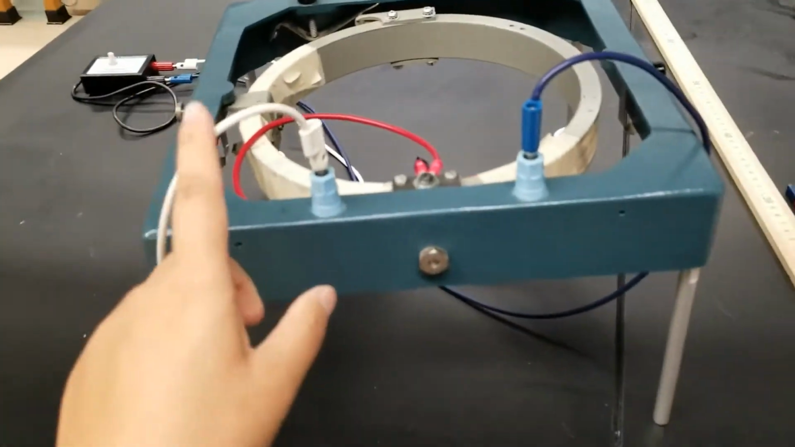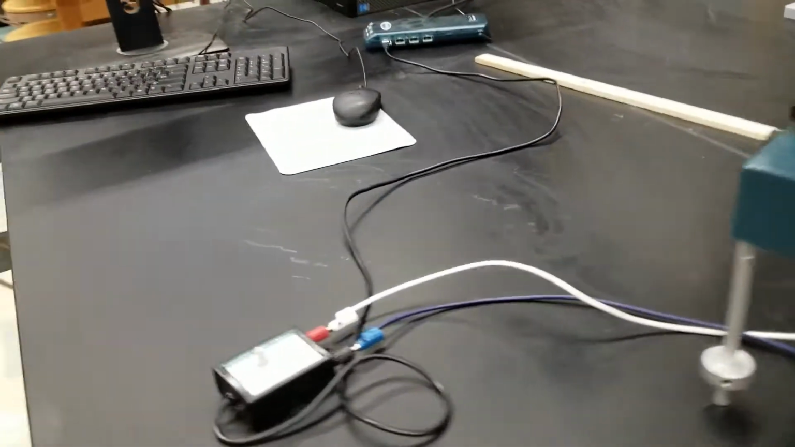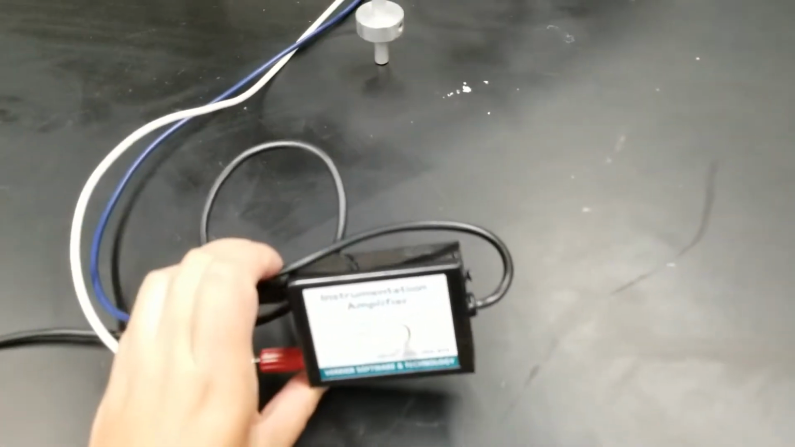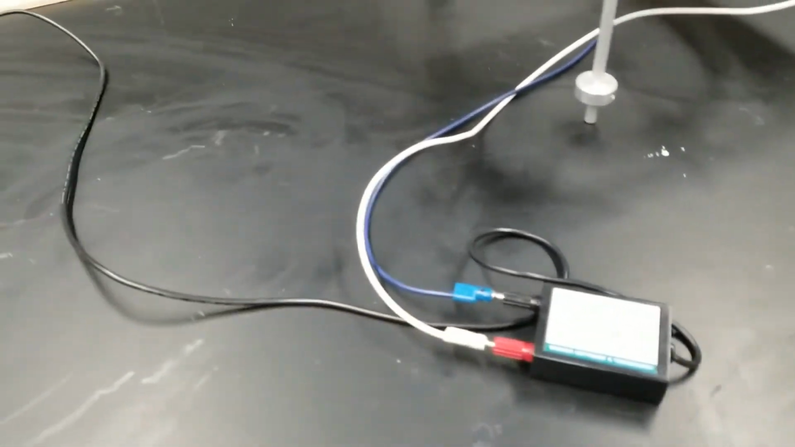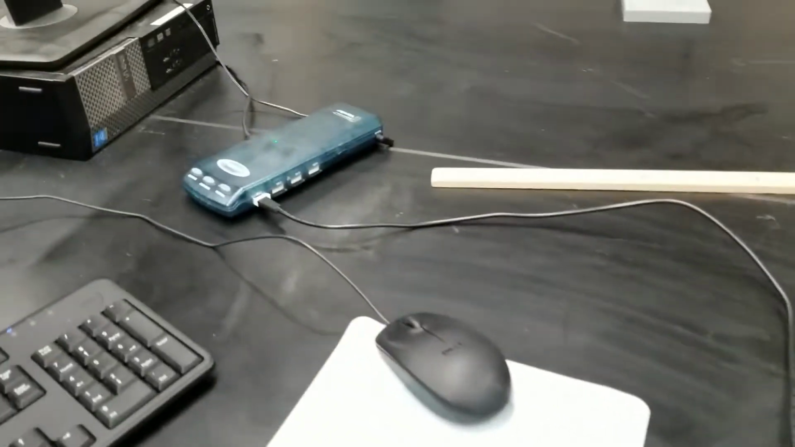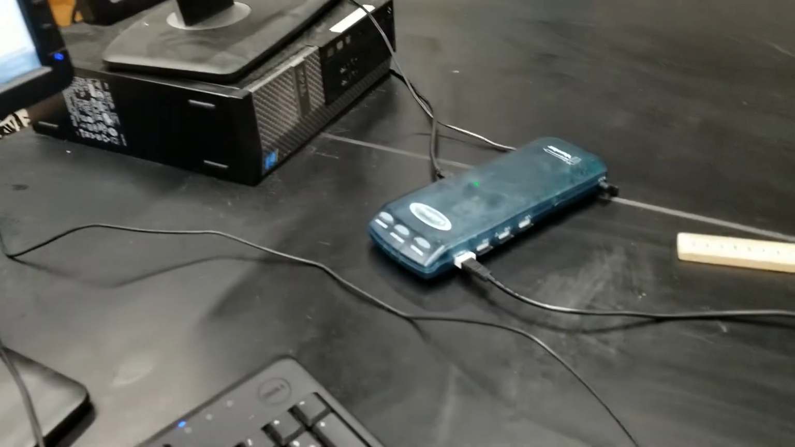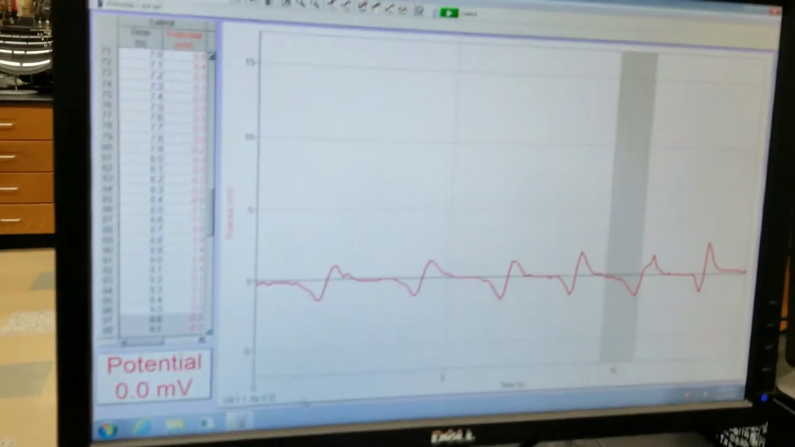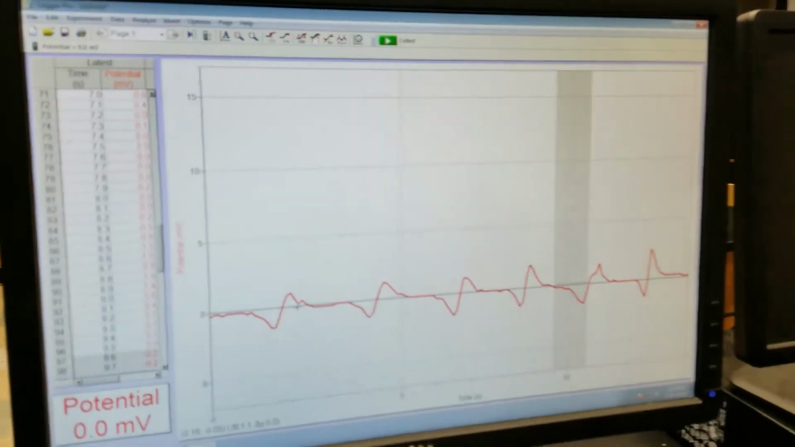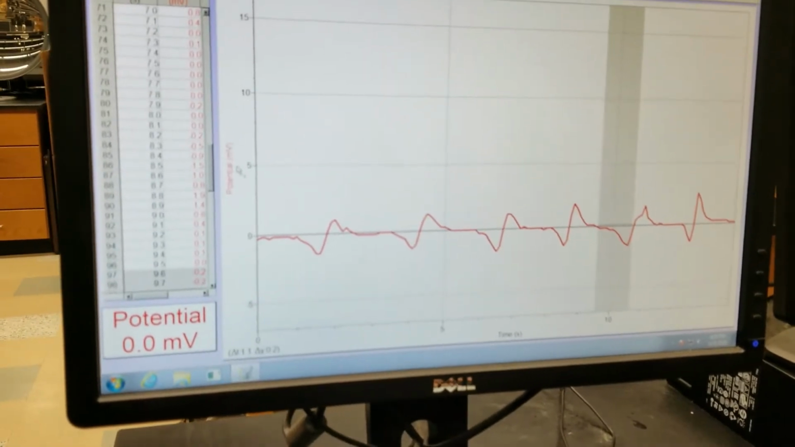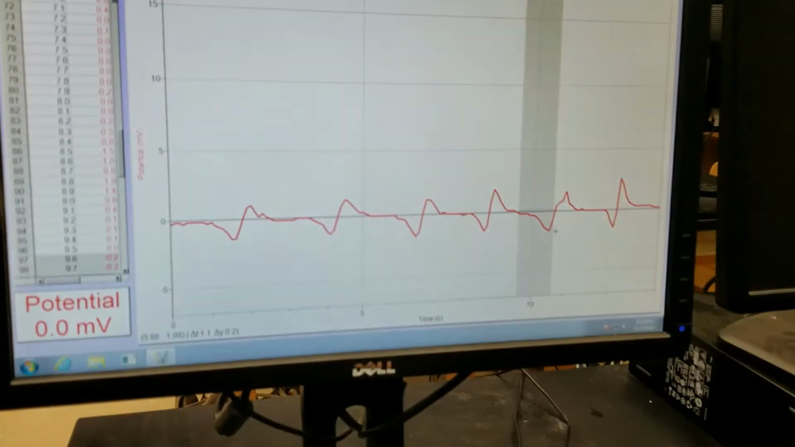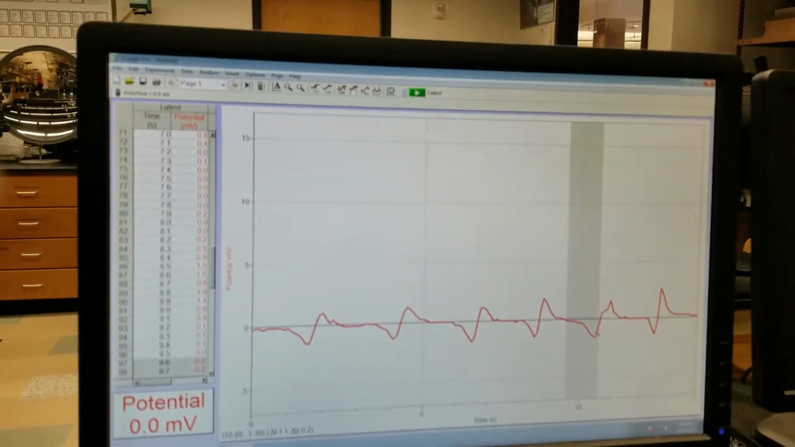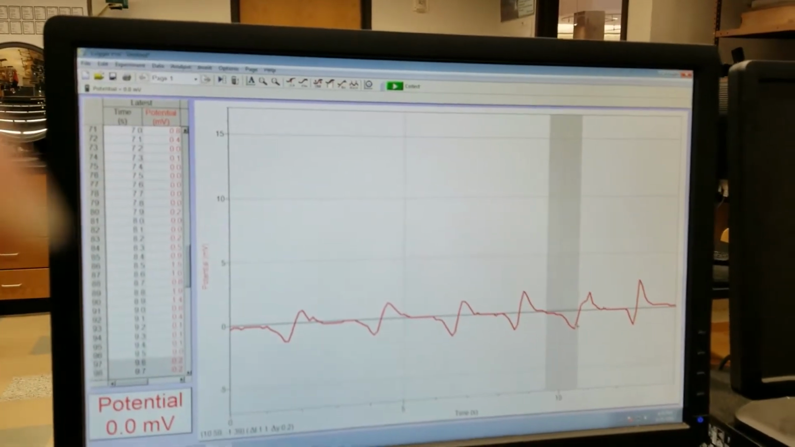This gate is connected with the amplifier, so we can measure the induced current and convert it to induced voltage. That's connected to the Logger Pro, which is the software we're going to use. The y-axis is the potential, the x-axis is the time, so we can measure the impulse.